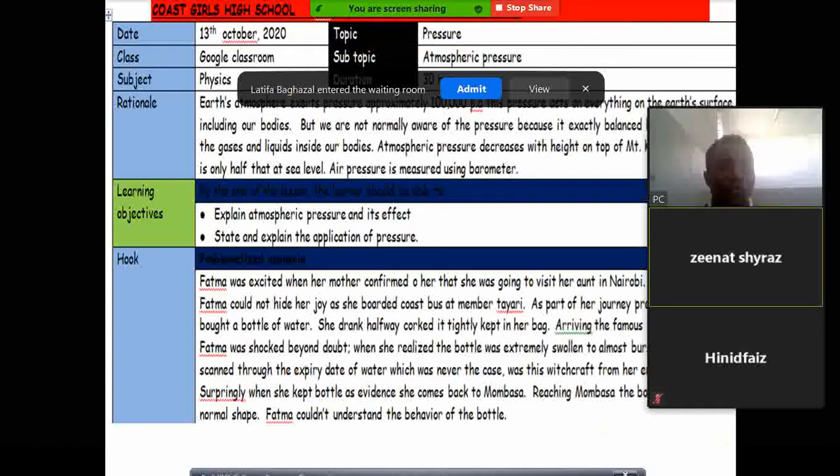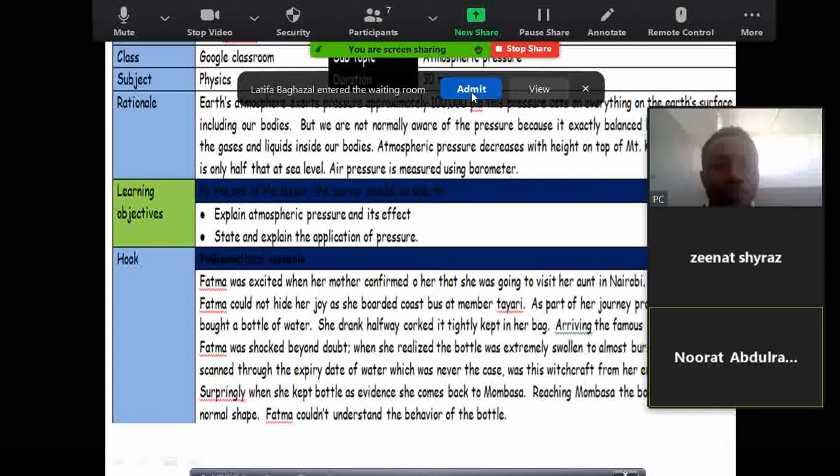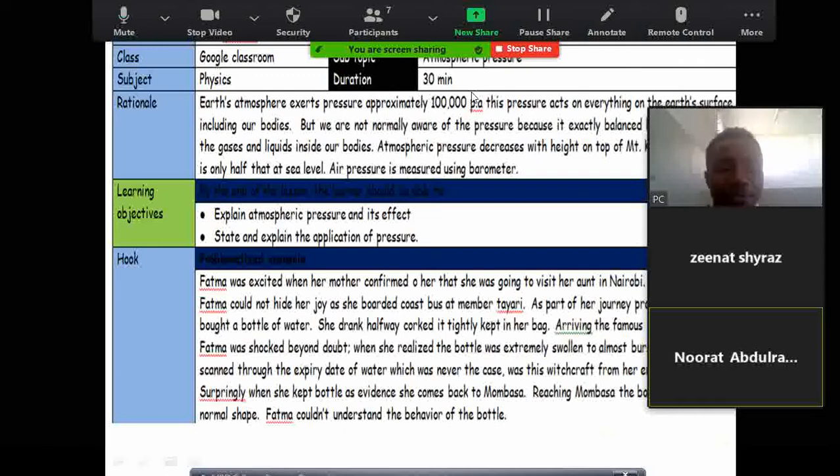For us to understand how this is applicable, we must hook it to our day-to-day life. So today, I have brought a problem in a scenario that will enable us to understand how this topic can be applicable in our real daily life. So I want one girl to read for us the hook of this lesson. Read for us the hook. Be loud.